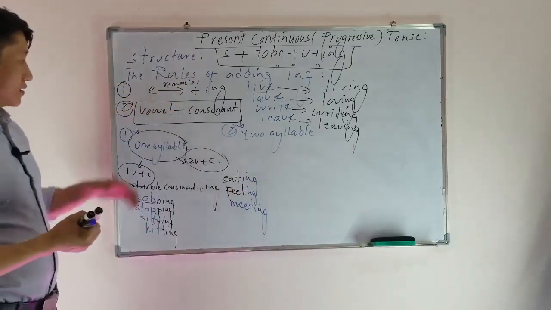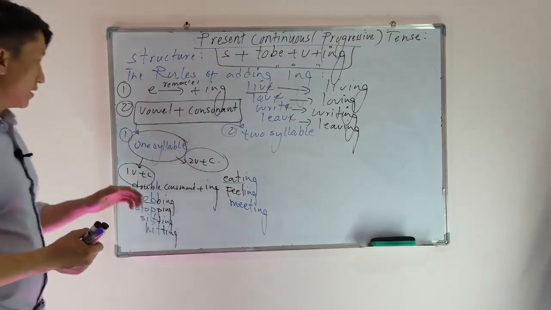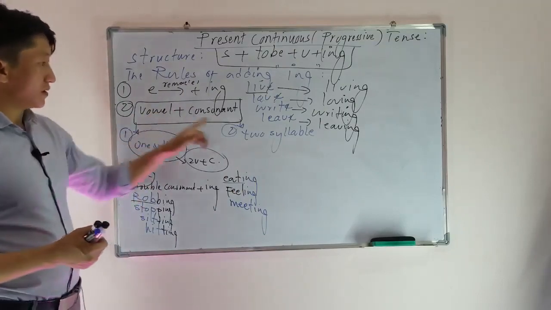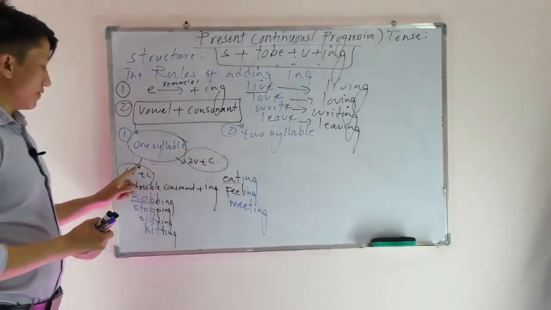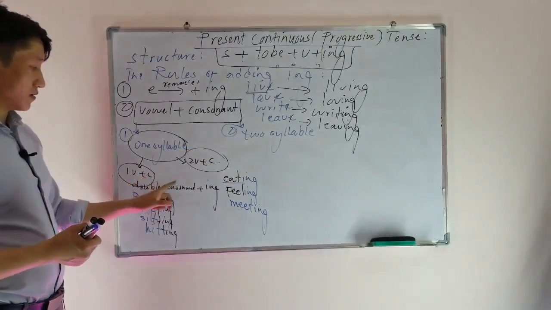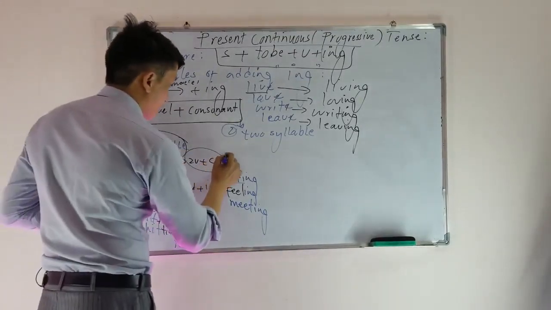So here we discussed rule number 2. If we have vowel plus consonant, what do we do here? We have one syllable verbs and two syllable verbs. If it's a one syllable verb with one vowel plus consonant, we double the consonant and add ing. But if we have two vowels plus consonant, we just add ing.